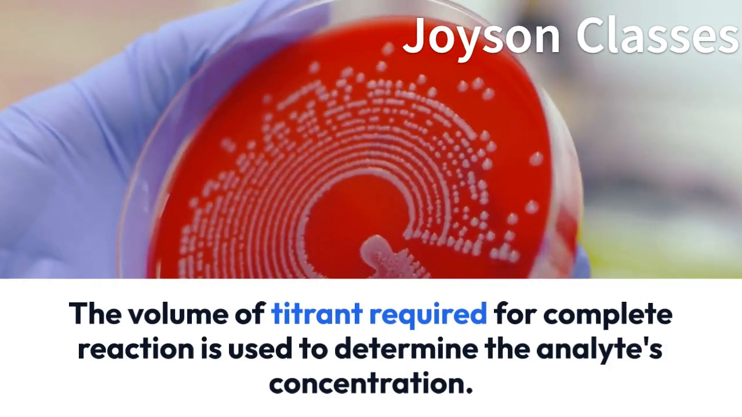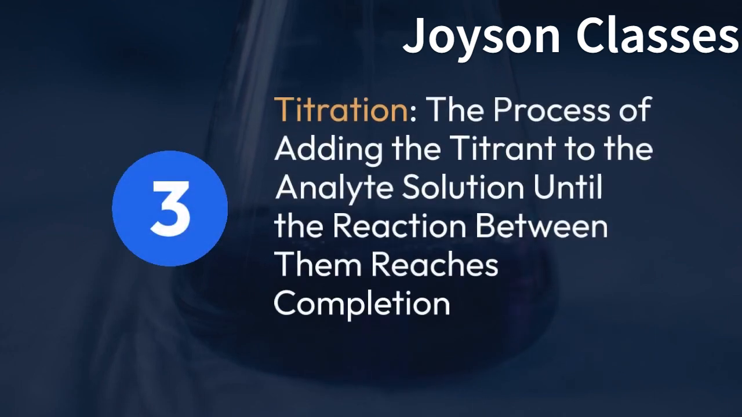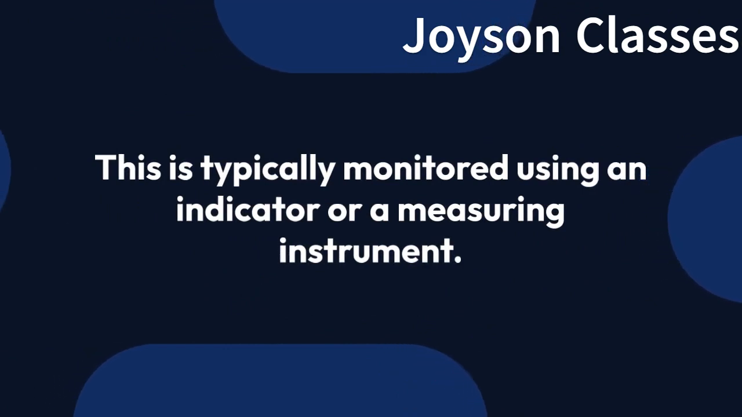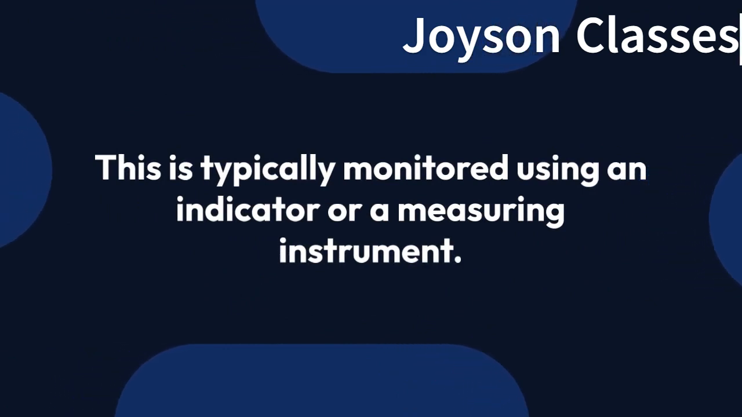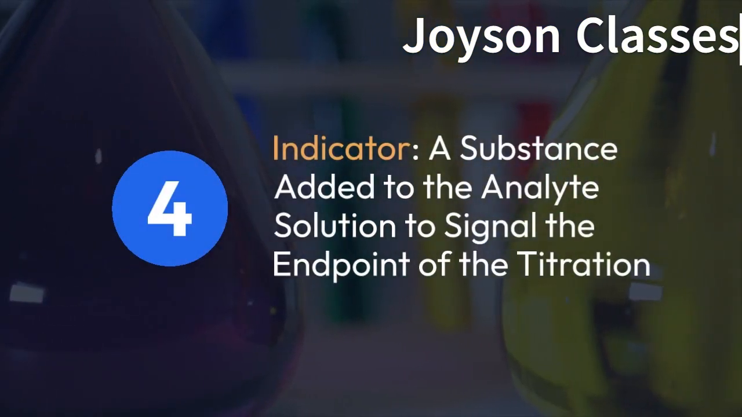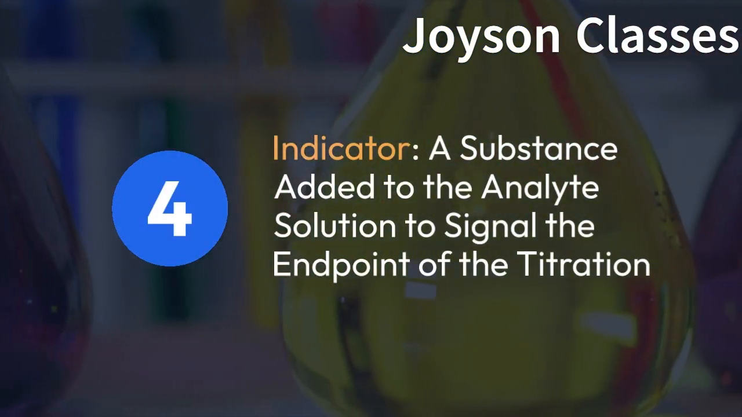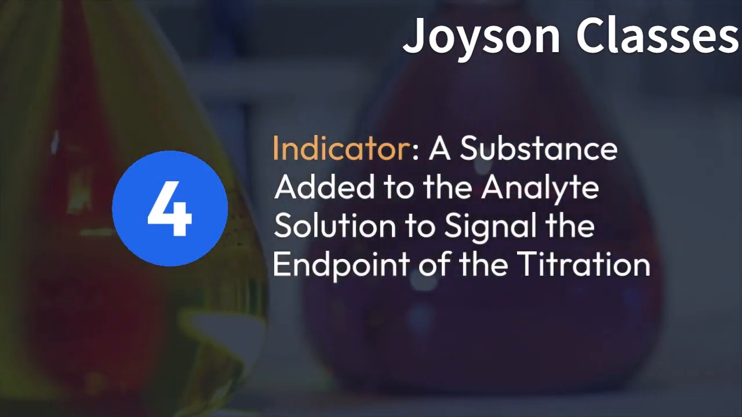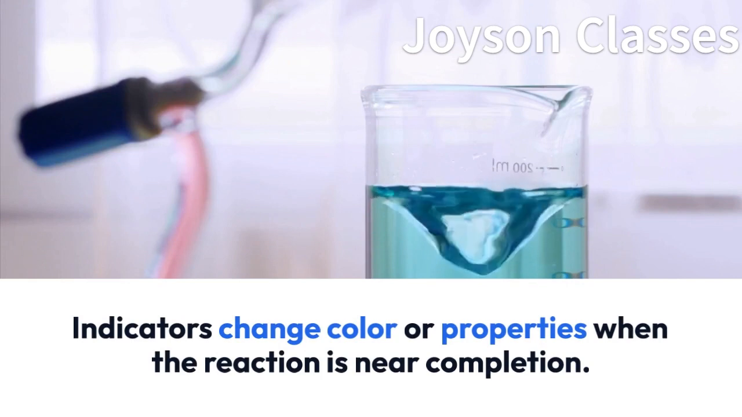3. Titration, the process of adding the titrant to the analyte solution until the reaction is complete. 4. Indicator, a substance added to the analyte solution to signal the endpoint of the titration. Indicators change color or properties when the reaction is near completion. Common indicators include phenolphthalein and methyl orange.